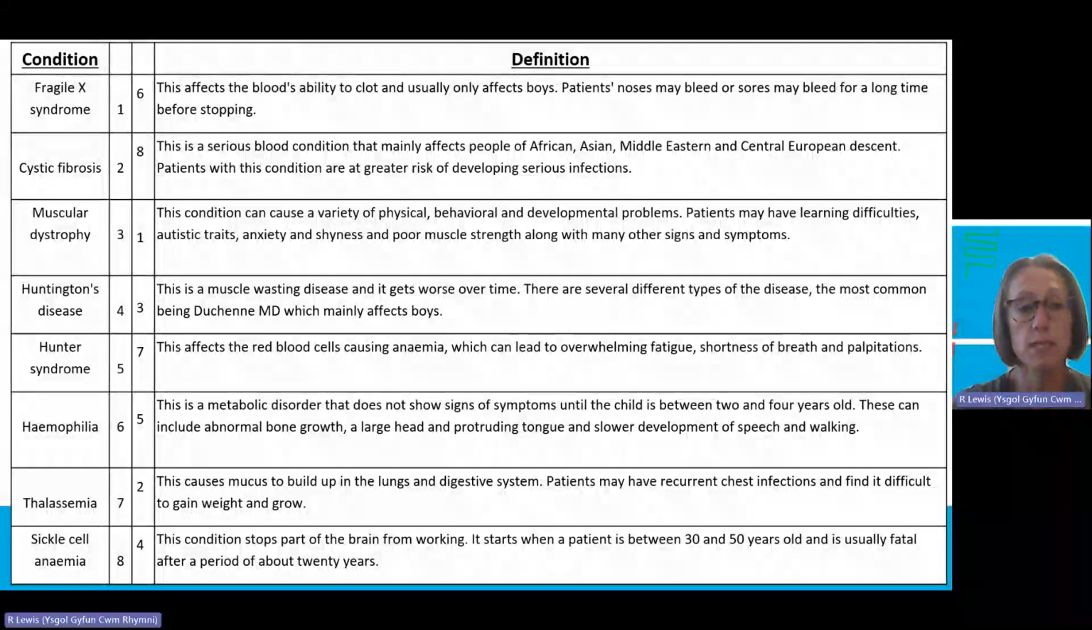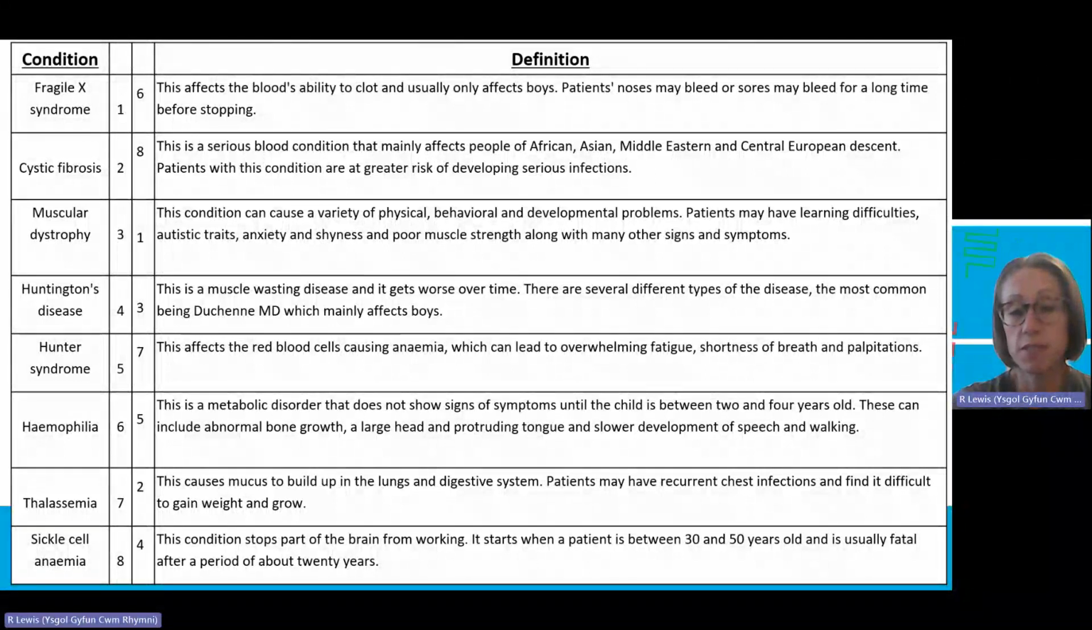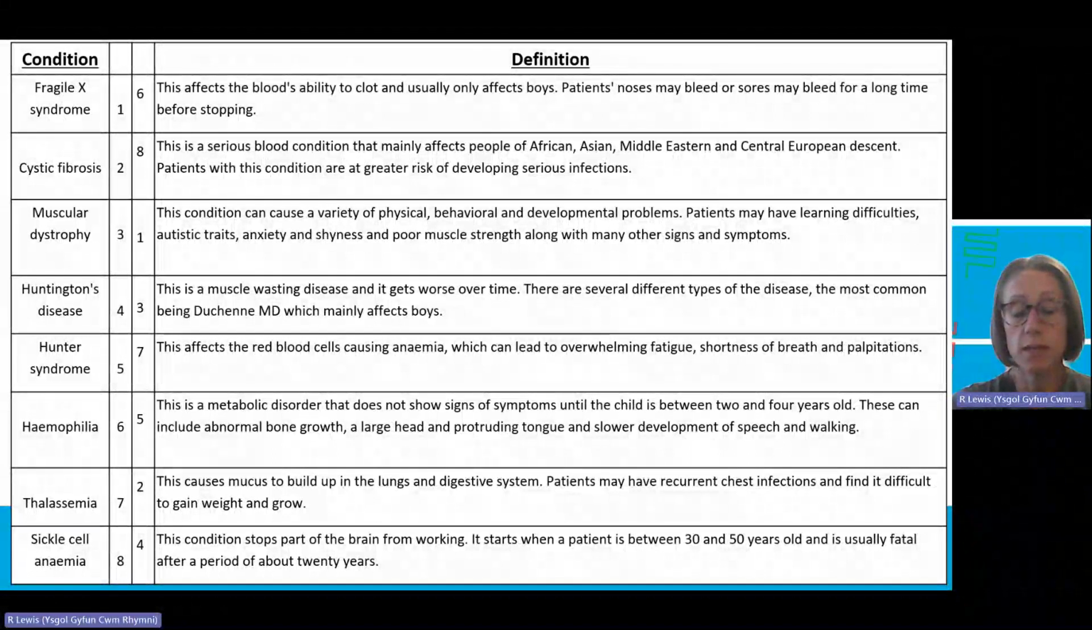Somebody then who has muscular dystrophy, this unfortunately is something where the muscles waste and deteriorate over time. There are several different types of the disease, but the most common one is Duchenne muscular dystrophy, which mainly affects boys. Individuals are normally born with the ability to move and function as normal, and then as the muscles waste, their movements progressively deteriorate, and in most cases then they are bound to a wheelchair.